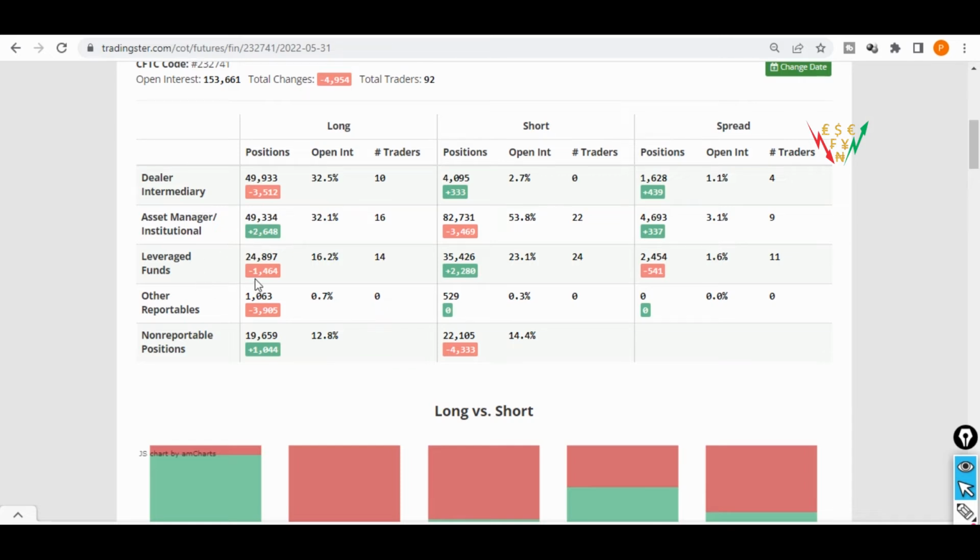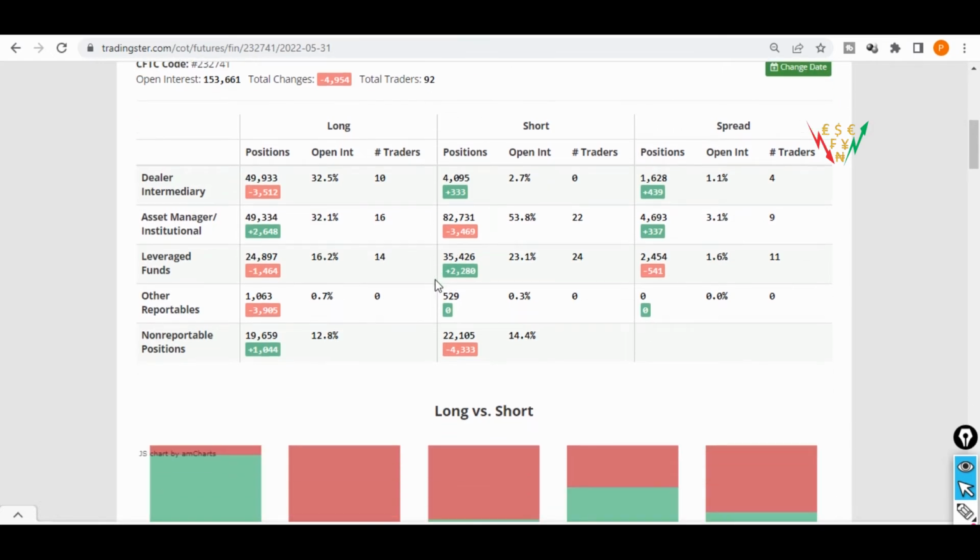2,648 long positions, and the leverage funds here removed 1,464 long positions and added 2,280 long positions. What this significantly means is that the asset managers added more long positions in the market. So last week they were net long on the Australian dollar. And the leverage funds were kind of mixed in sentiment, because they were kind of net short, but just a little bit, net short on the Australian dollar because they added more short positions.